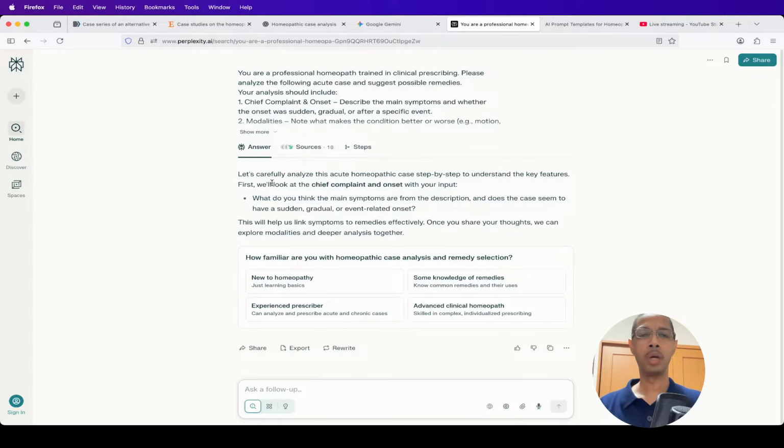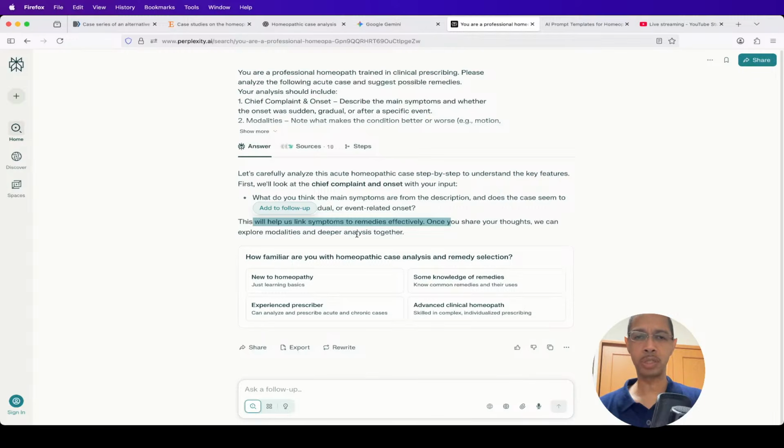Okay, so well, now Perplexity has given us something else. It says let's analyze this acute case step by step. Let's look at the chief complaint. What do you think the main symptoms are? This will help us link symptoms effectively. So this is trying to ask me questions instead of just giving me output, which is the first time I've seen this. So again, sometimes it's going to give you different things.